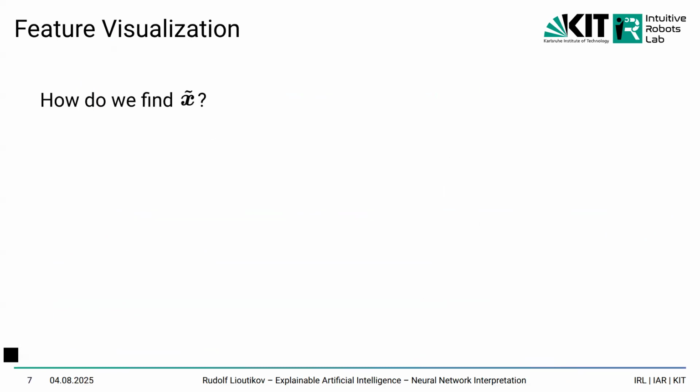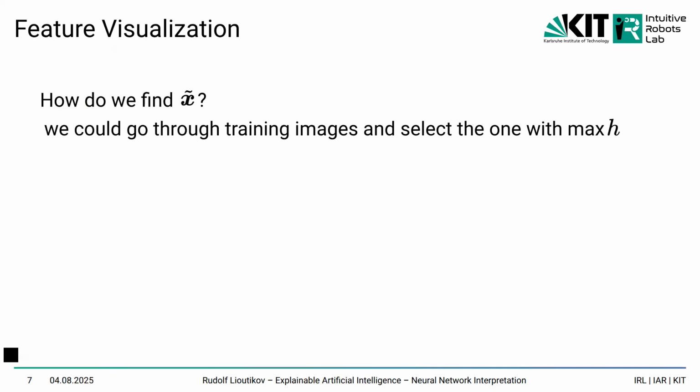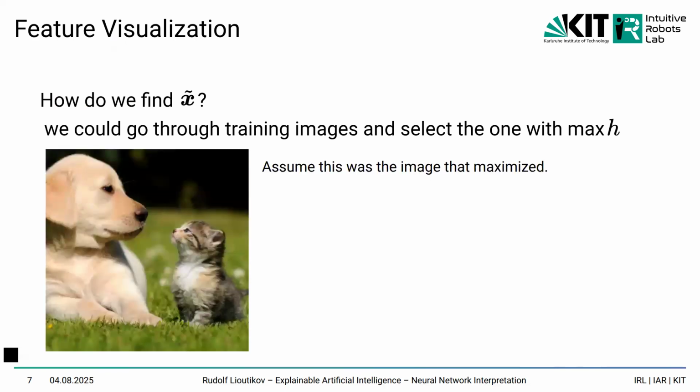So how do we find our X dash? We could go through all our training data points. That's very simple. And just see which one, for whatever our H is, let's assume a neuron for now, it doesn't matter. Let's say from all the training images that we've seen, what is the one that maximizes? And let's say this one. So this one maximized H.